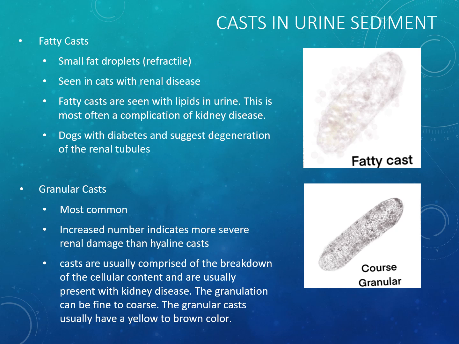Granular casts are made up of granules. The granules are comprised of the breakdown of the cellular content and are usually present with kidney disease as well. The granulation, again, can be fine to coarse, and these casts usually have a yellow to brown color. They're also the most common casts that you'll see in urine. An increased number of these can indicate more severe renal damage.